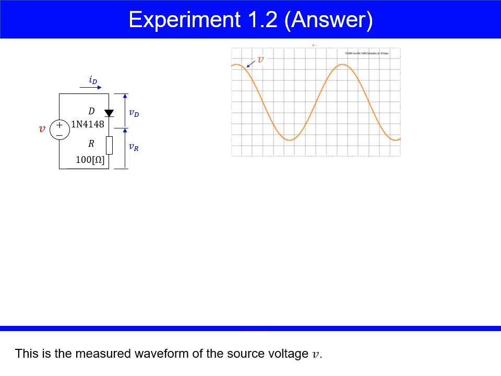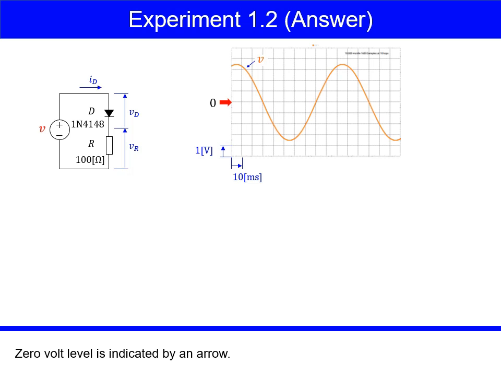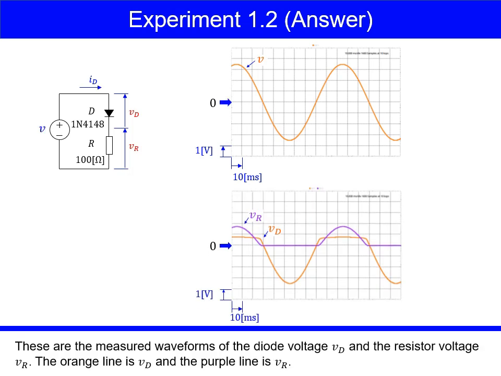This is the measured waveform of the source voltage V. The horizontal axis is time, and 10 milliseconds per division. The vertical axis is 1 volt per division. 0 volt level is indicated by an arrow. These are the measured waveforms of the diode voltage Vd and the resistor voltage Vr. The orange line is Vd and the purple line is Vr.